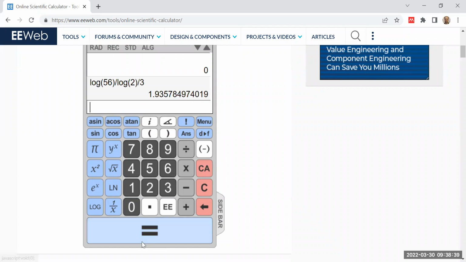1.9357. Now let's check. This one has natural log. Natural log, 56, divided by natural log of 2, divided by 3. This should give me the exact same number. Exactly the same, because the change of base formula would essentially cancel. The log over log or natural log over natural log, both of them would reduce to log of 56 or log base 2 of 56. They'd give you the same answer.